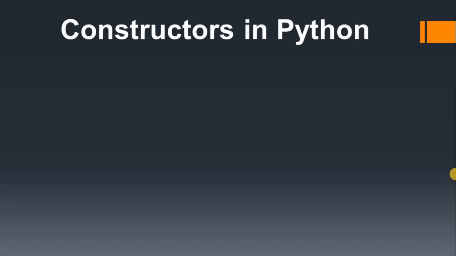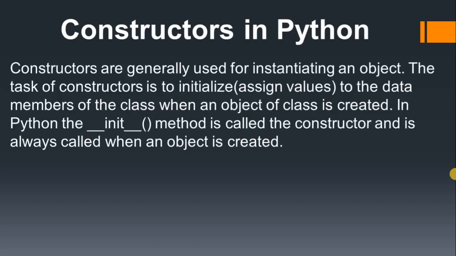Hello guys, in this tutorial we will see about the constructor in Python. So first we will see what exactly constructors are. Constructors are generally used for initializing the object, meaning by using the constructor we initialize the object. What does initializing the object mean? We initialize the values of the variables. So indirectly we can say we initialize the object.